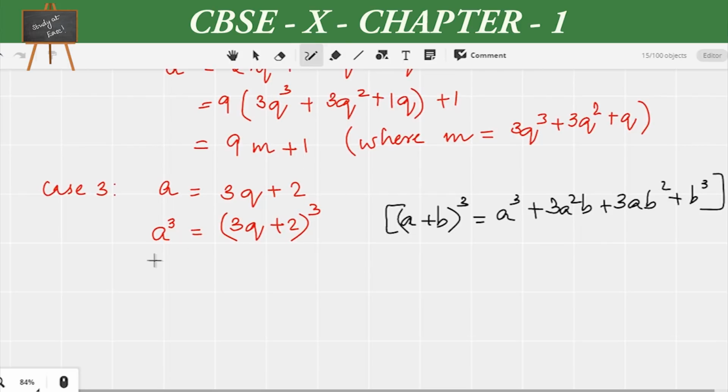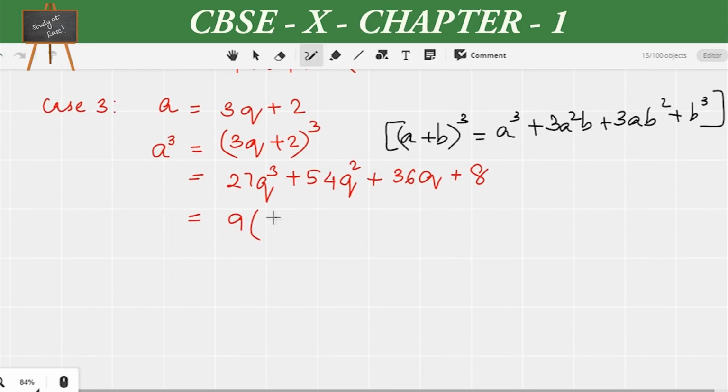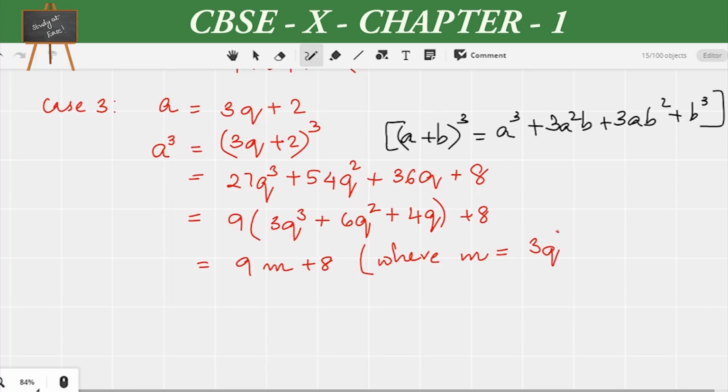We get 27q cube plus 54q square plus 36q plus 8. Now from the first three terms, let's take out 9 common. What does it become? 9 times, bracket open, 3q cube plus 6q square plus 4q, bracket closed, plus 8. Now again, what are we going to do? We're going to replace the term inside the bracket with a variable. So let it be m. So it becomes 9m plus 8, where m is equal to 3q cube plus 6q square plus 4q.